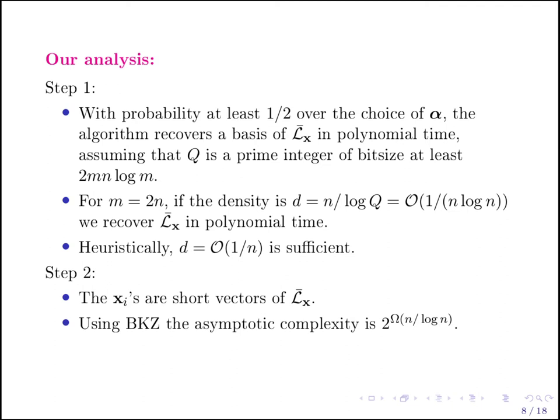Regarding the second step, in our paper we describe a simple model showing that the Xi's are very short vectors of Lx, and for this reason, in order to recover them, one has to use BKZ with very large block size. So this implies that the asymptotic time complexity cannot be polynomial. And you can read in this slide the expected time complexity. So the bottleneck of the Nguyen-Stern attack is the second step, and the reason is that a lattice reduction algorithm is used to find very short vectors. In our paper, we solved this issue by introducing a new approach.